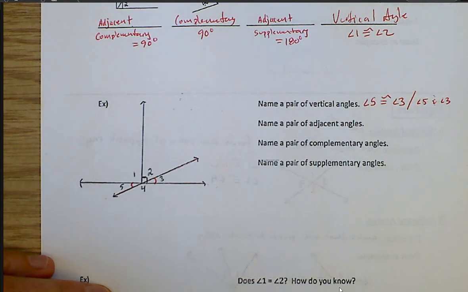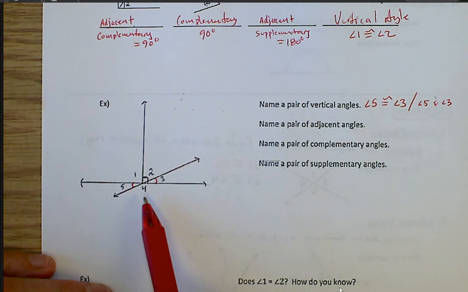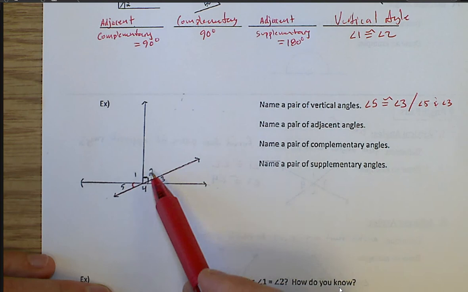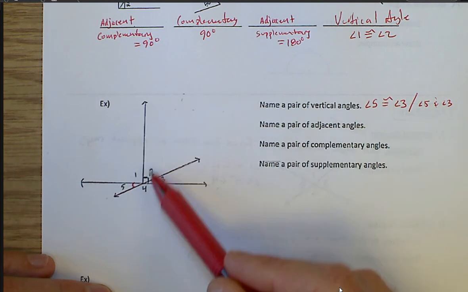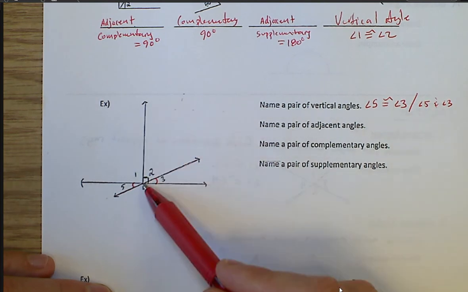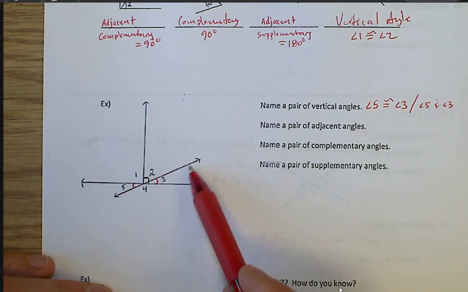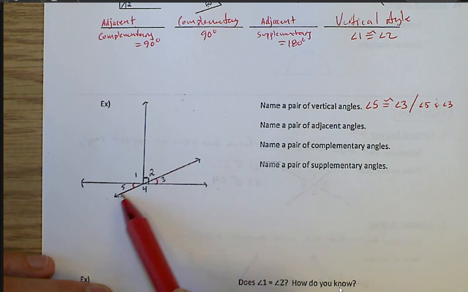Now I'll have a lot of students try to tell me on this picture that 2 and 5 are vertical. But if you look at angle 2, it is formed by this ray right here that doesn't go all the way through the middle. So you just have to be careful. Vertical angles are always formed by 2 straight lines.